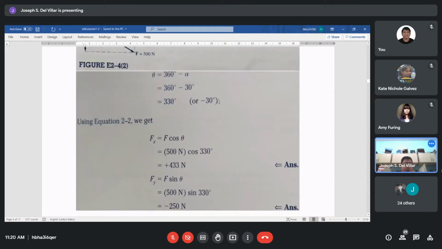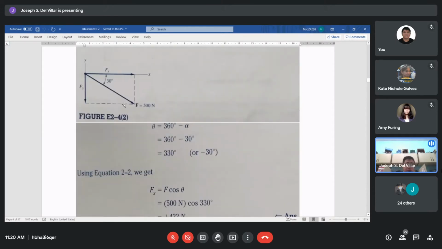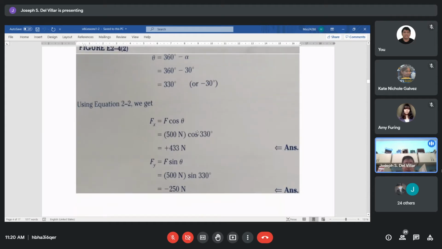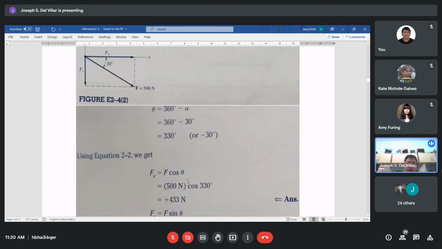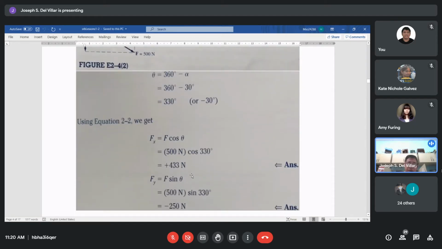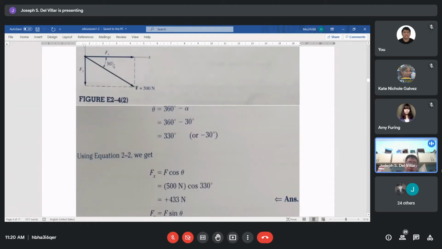Okay? So we now get the component. Using the 30 degrees, it should be 500 cosine 30. This can also be done, as I've said, using the standard angle. The cosine of 330 and the cosine of 30 are the same. That is 0.866 something. So that is 500 cosine 30, positive 433.01 newtons. Why positive? Because in the fourth quadrant, the cosine is positive.